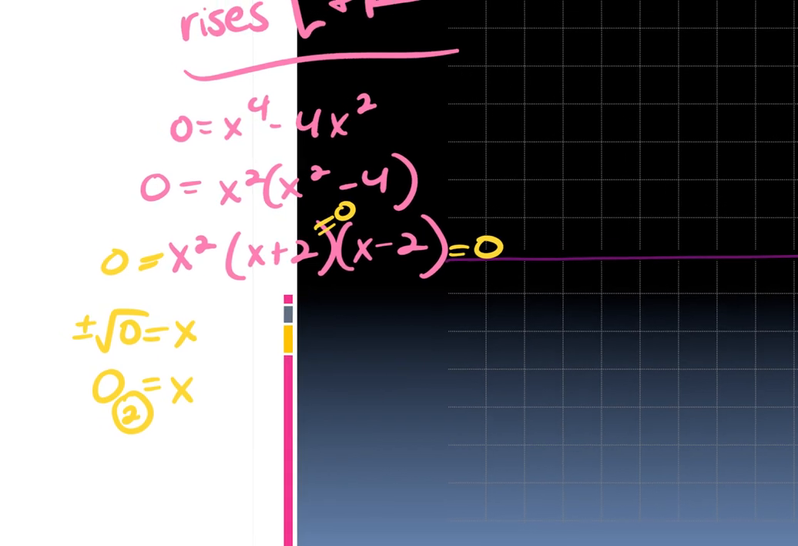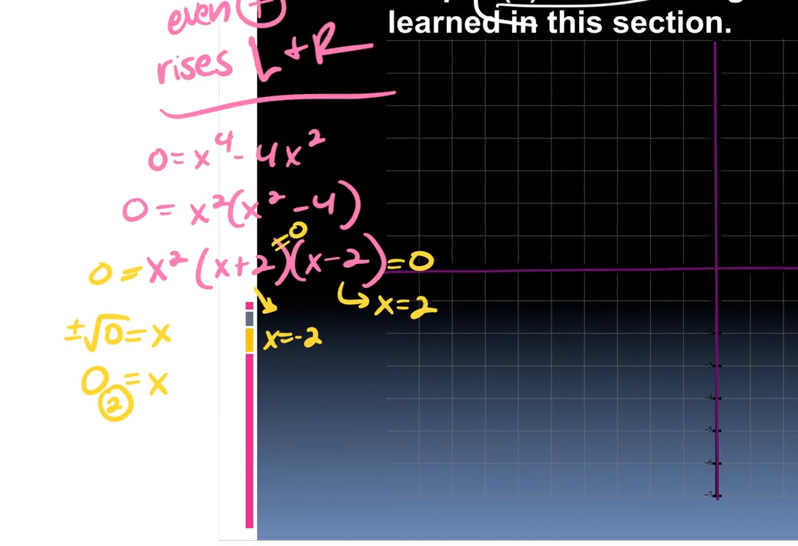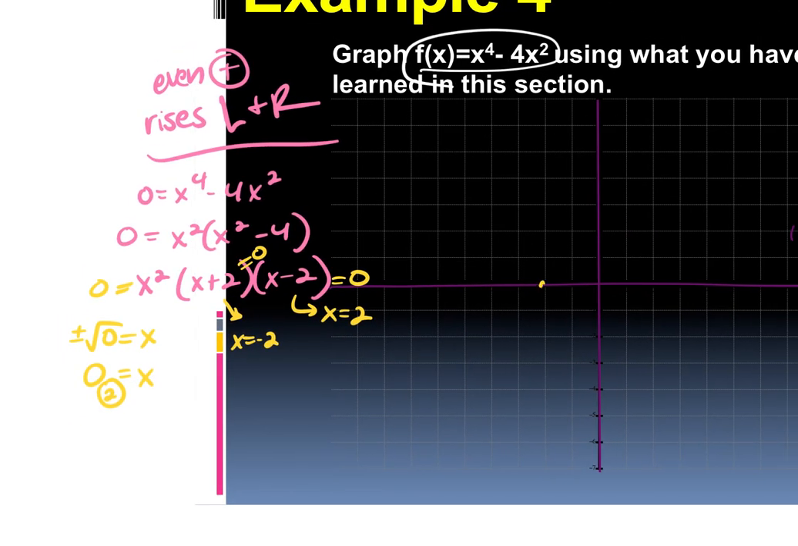And then this gives me x equals negative 2. There's only one of those. And this gives me x equals positive 2. So I have a 0 at negative 2, I have a 0 at 0, I have a 0 at positive 2. And what are my arrows doing on the outsides? Both up. So I already know this is happening.